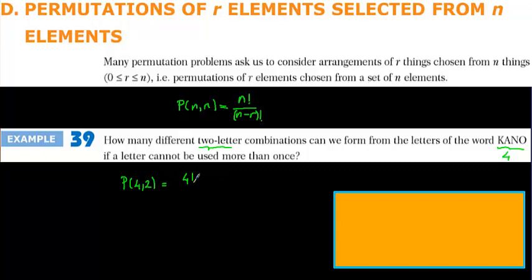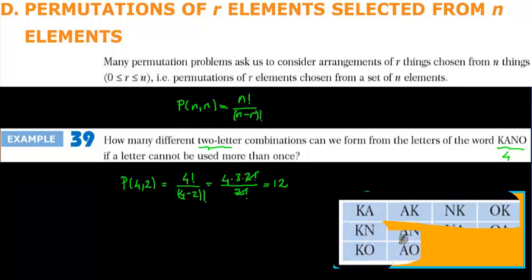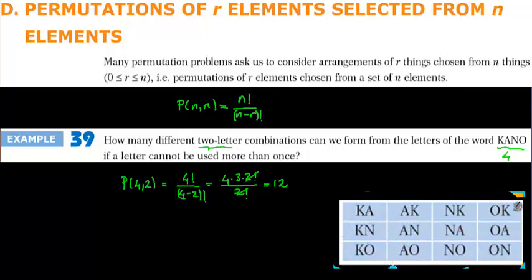So it's going to be equal to 4 factorial over 4 minus 2 factorial, which is equal to 4 times 3 times 2 factorial over 2 factorial. The 2 factorial and 2 factorial cancel. If we simplify, the answer is going to be 12. So 12 different 2-letter combinations are possible. If we check the table here, all the possible combinations are there, and as you see, there are totally 12 different ways we can combine.